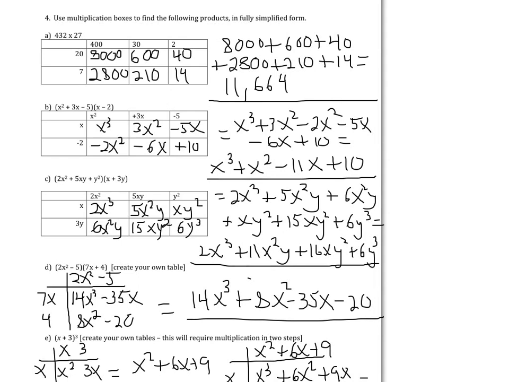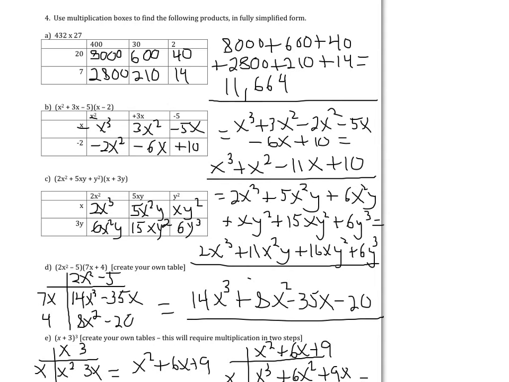So let's take a look at the first one. x squared plus 3x minus 5 times x minus 2. So we're just doing, again, 6 multiplications. So we have x times x squared gives us x cubed. We have x times 3x gives us 3x squared. x times negative 5 gives us negative 5x. And in the second row, negative 2 times x squared, negative 2x squared, and all the way across.